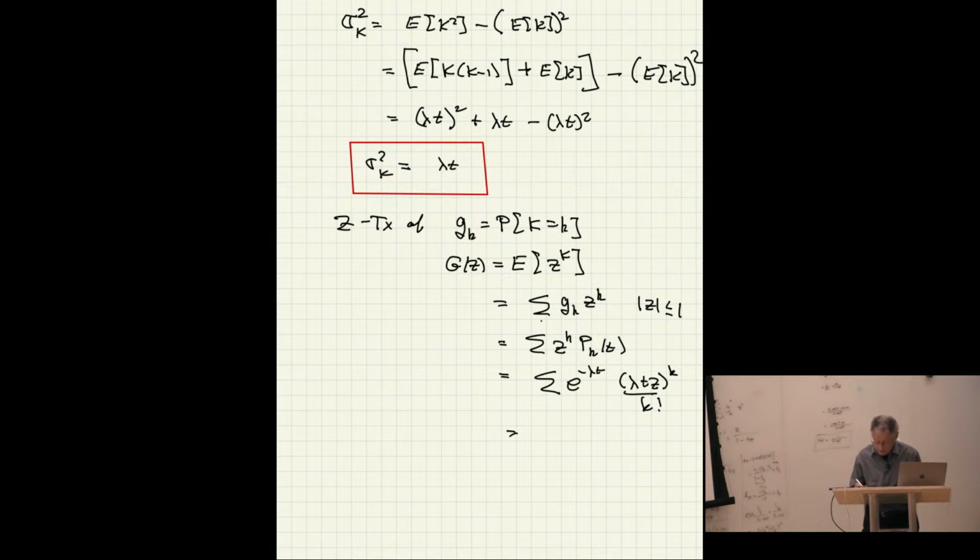which is equal to e to the minus lambda t upstairs plus lambda t z. So finally, G of z, the Z transform of the Poisson distribution, which again is equal to the expected value of z to the k, just to remind you, is equal to e to the lambda t times the quantity z minus 1. Let's remember that. We're going to use that occasionally.